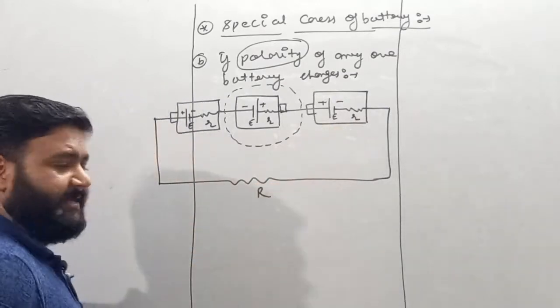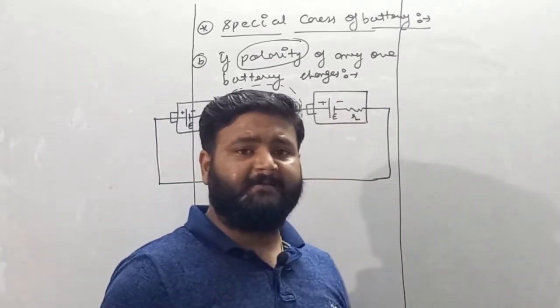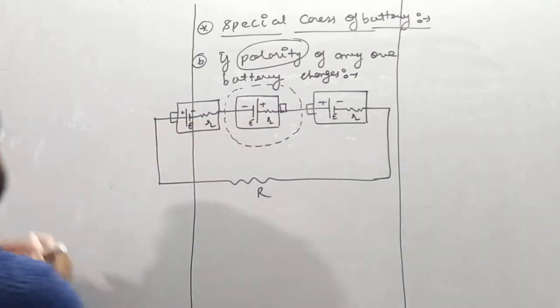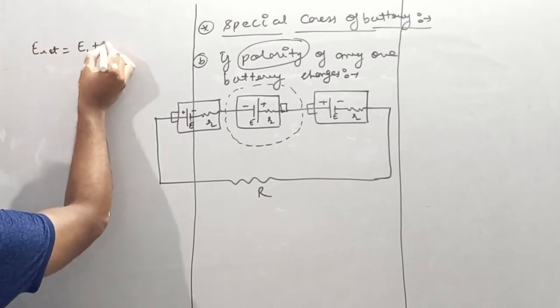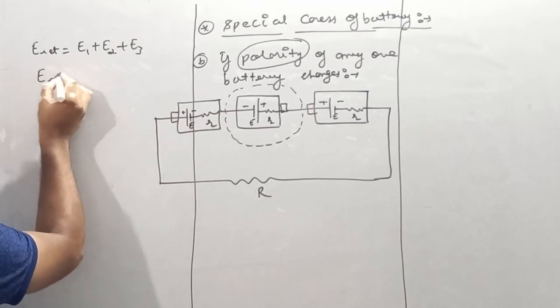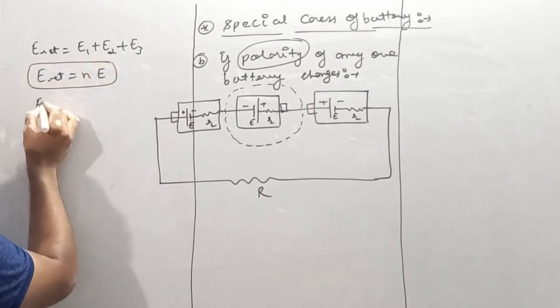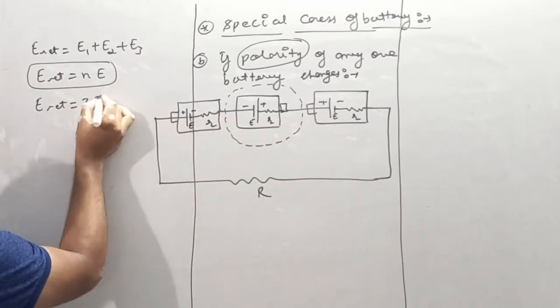If all the batteries are connected the right way in series, we know that E net is E1 plus E2 plus E3. If each battery is of the same potential, we can write nE, where n is the number of batteries. We have three batteries, so 3E.